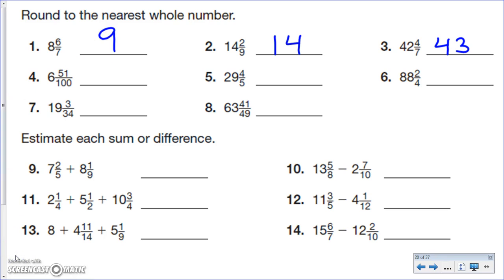For 4, 6 and 51/100. 51/100 is greater than 1/2, so we're going to round up to 7. For 5, we have 29 and 4/5. 4/5 is greater than 1/2, so we're going to round up to 30. For 6, we have 88 and 2/4. 2/4 equals 1/2, so again that tells us to round up to 89.